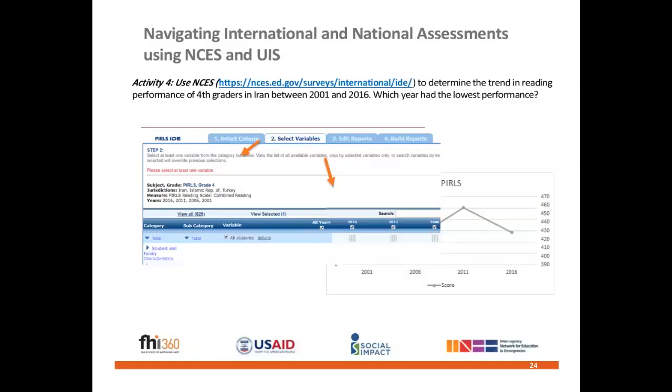So I'll give you guys a moment to see if you can figure out using NCES which year the reading was the lowest in Iran. And Iran is obviously a country which hosts a number of refugees from Iraq still to this date. So you can imagine how this data might be informative for thinking through receiving countries for refugees. And I'll give you guys about a minute to see if we have some engaged participants who can find the answer between 2016 and 2001, which year had the lowest fourth grade reading performance.